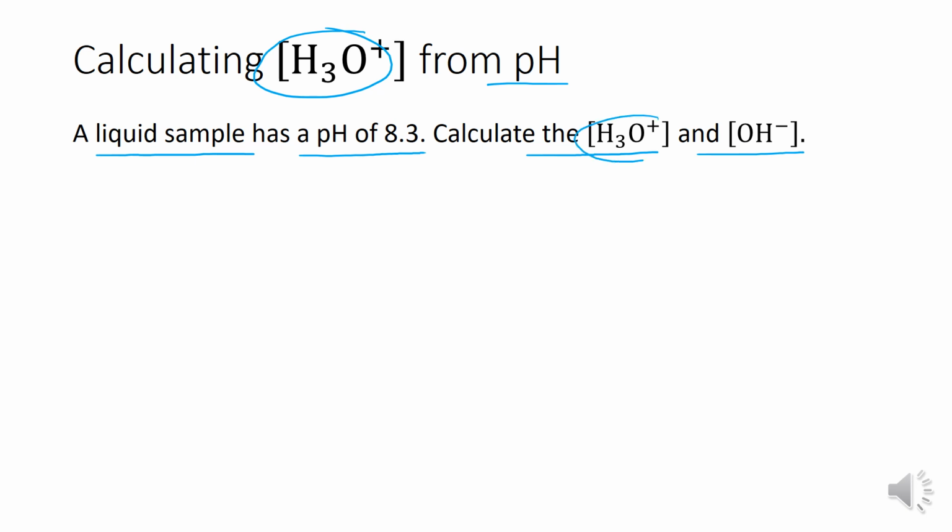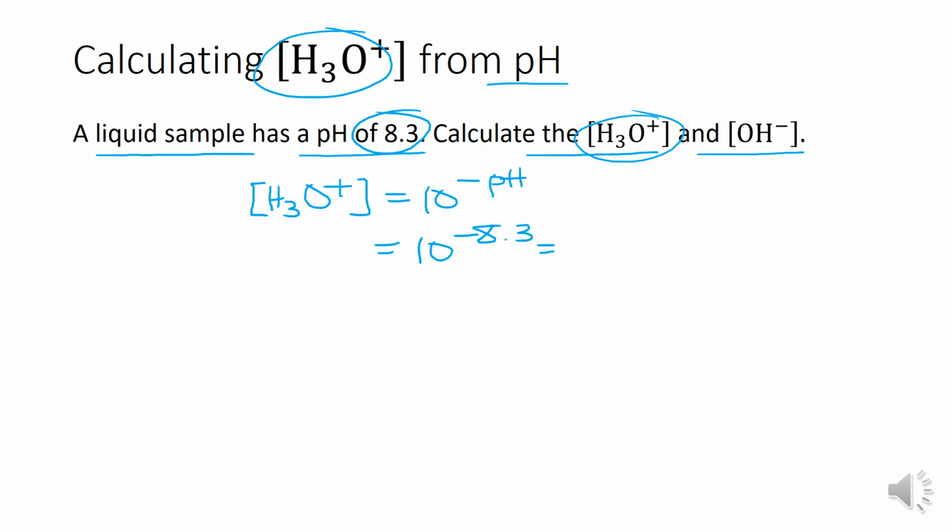If we want this from pH, we have to use the inverse of the formula for pH. The concentration of hydronium ions is equal to 10 to the exponent negative pH. We simply have to plug in the value for the pH, so that is 10 to the negative 8.3. If we input that in the calculator, the answer is 5.01 times 10 to the negative 9.